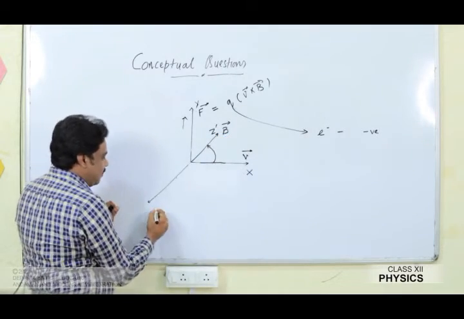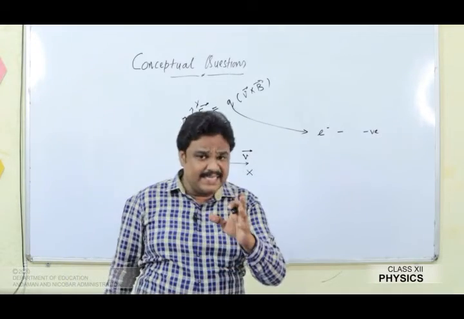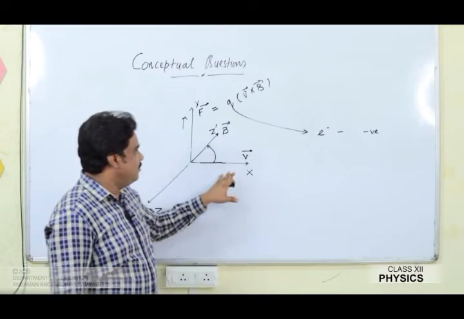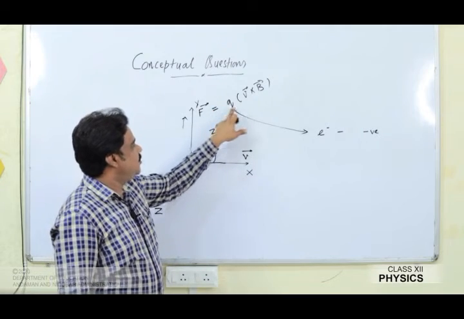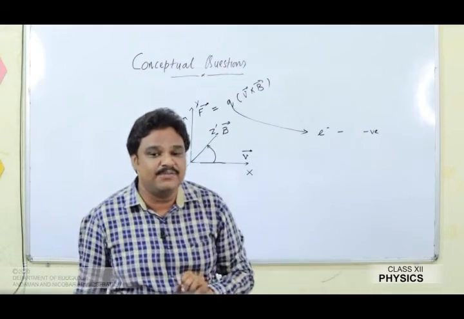It should be acting along positive z axis. Say if the same question is asked for a proton beam, this question is directly obtained by F is equal to Q V cross B, and the Z dash, that is minus Z axis, will be the direction of magnetic field.